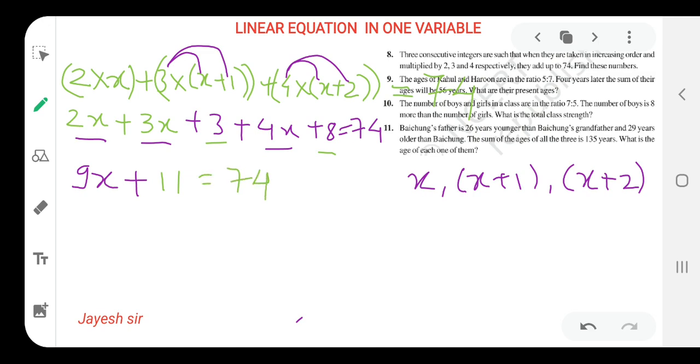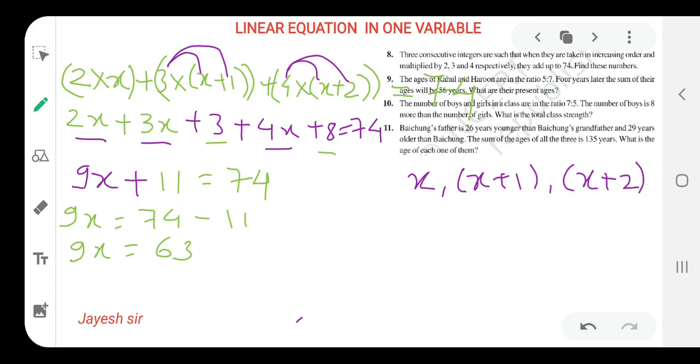Now we are about to end the sum. Now 9x plus 11: here plus 11 is on the left hand side, so by transposition, after going to the other side it will become subtraction. So 9x equals 74 minus 11. 74 minus 11 would be 63, as we all know. Yes friends, and 9x as it is.